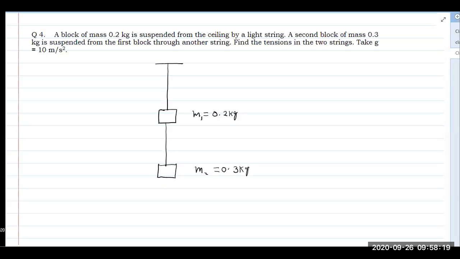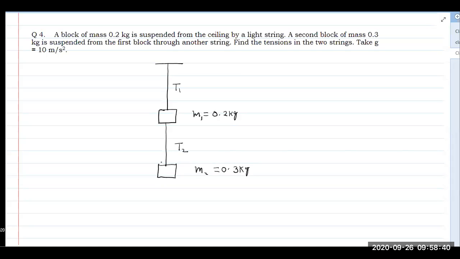Find the tension in the two strings. Take g equal to 10 meter per second square. Okay, so find the tension in the two strings. Suppose we call this string T1. The tension in this string is T1 and this is T2. So first we will see how tension is acting, how mg is, what are the different forces. First we will identify the different forces.